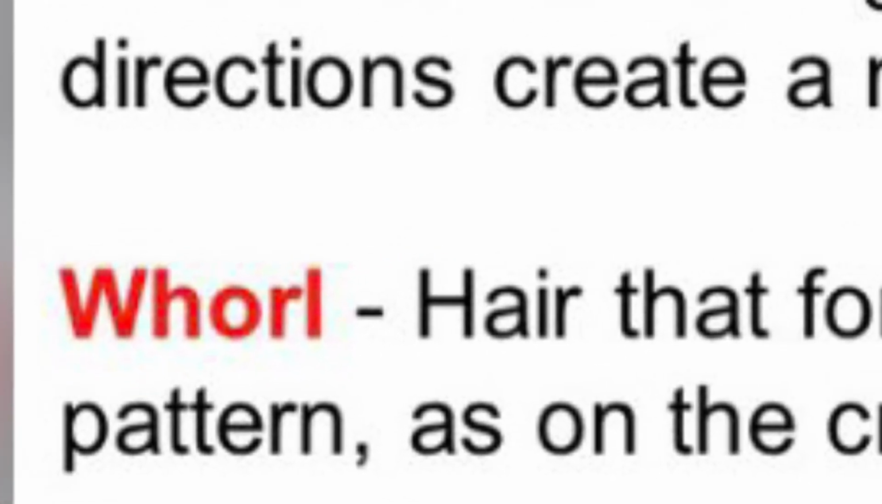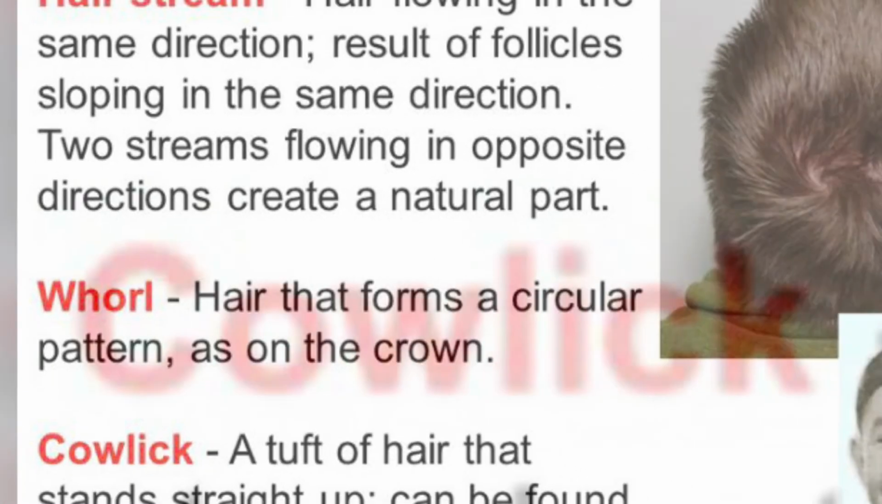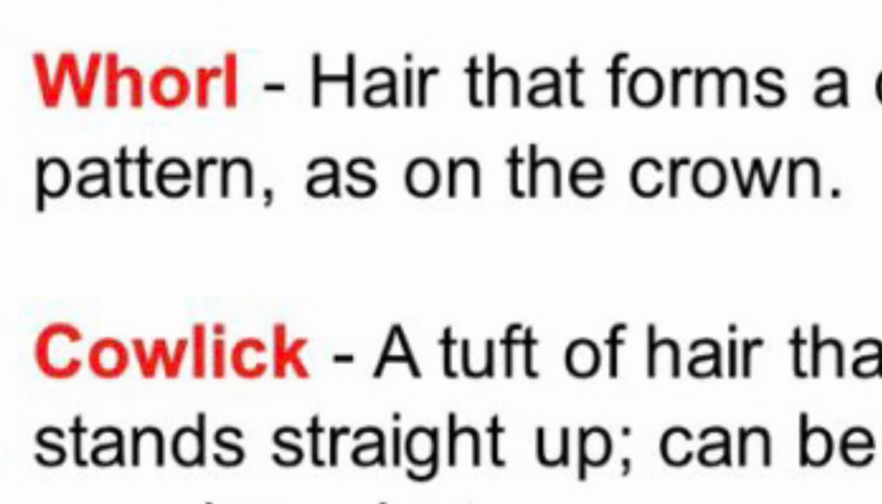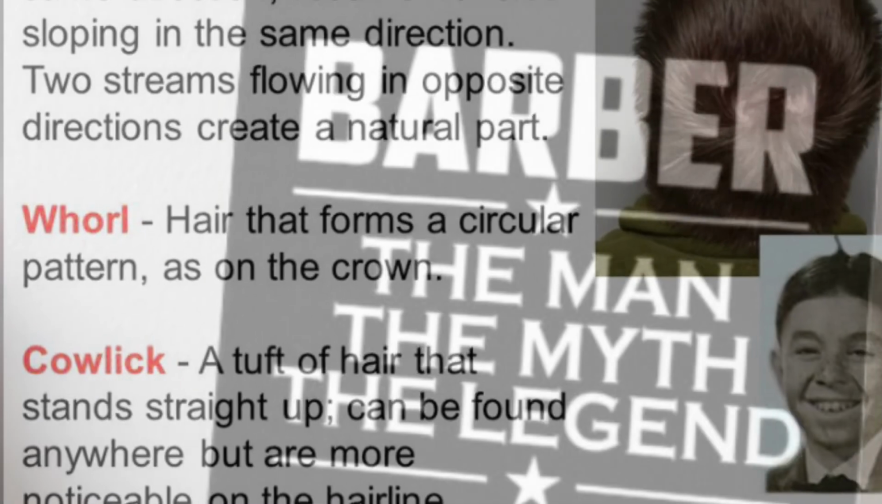A whorl is hair that grows in a circular or swirl pattern. Whorls are more often seen at the crown. A cowlick is a tuft of hair that stands straight up. Cowlicks are usually more noticeable at the front hairline, but they may be located anywhere on the scalp. Style should be chosen to minimize the upright effect of cowlicks.